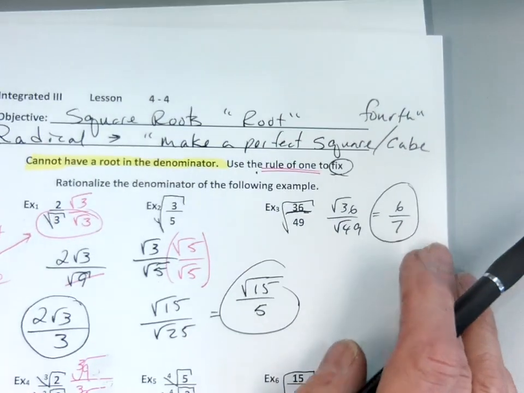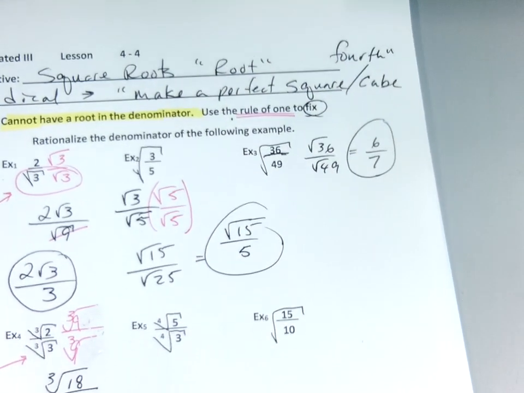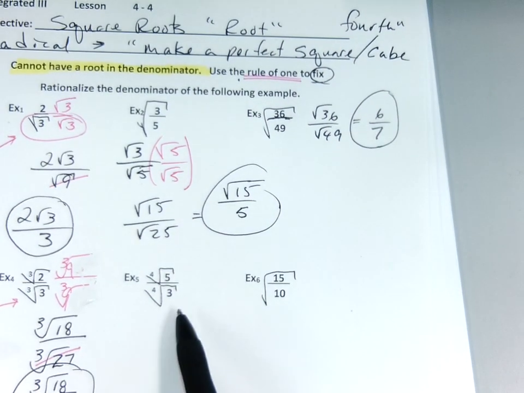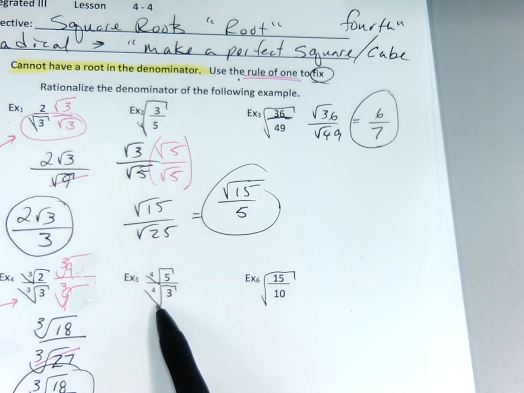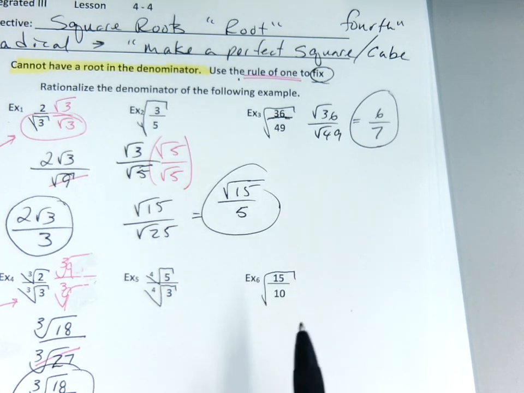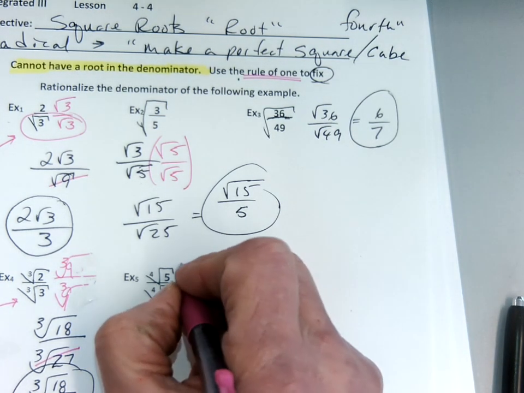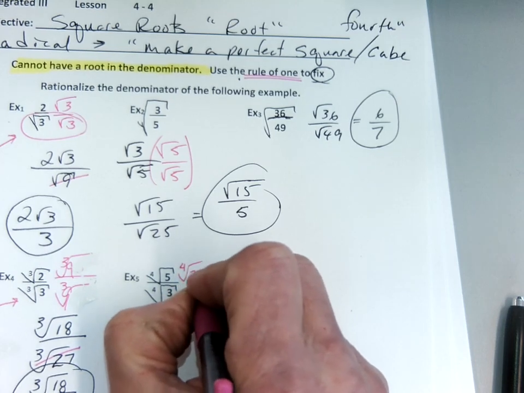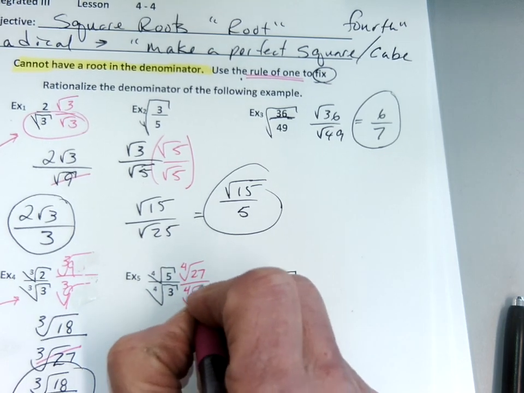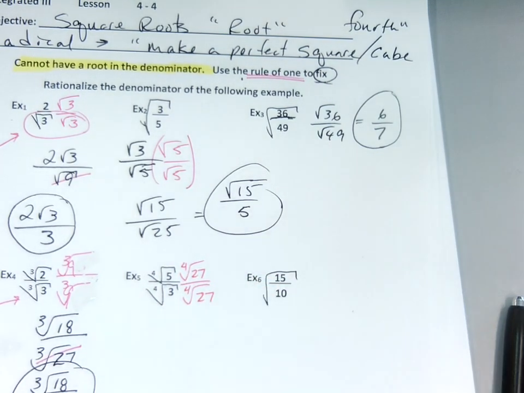How are you guys going to tackle 5? It's a 4th root. So look up there at your perfect fourths. What can you make this number into? Okay, so you're ahead of me. You want to make it into an 81 because you want to multiply by 27, right? So Julian's saying, let's multiply by the 4th root of 27.